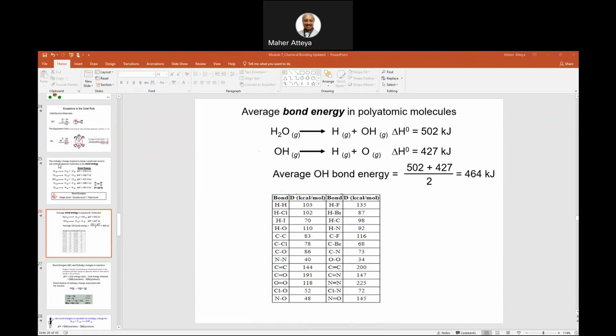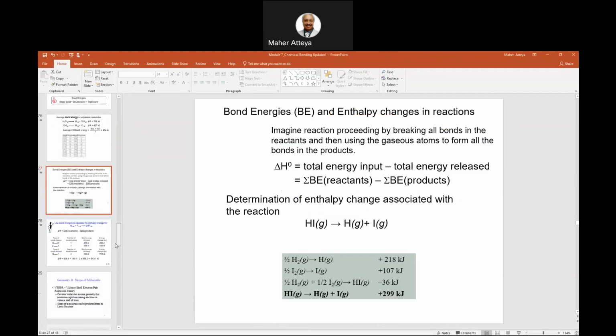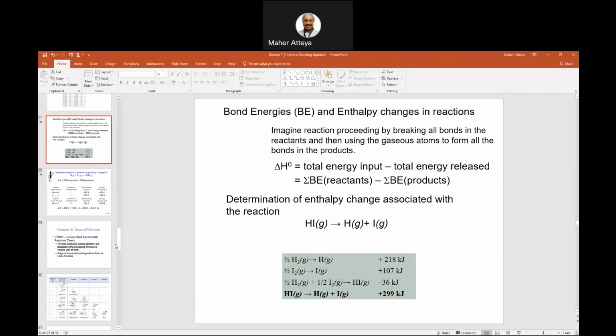So the process is two. First, you break H2O, and then second, you break the OH. So two processes, you'll have to put energies in both. So the average is for both processes. And this is the average bond energy here when you break those bonds. Again, this one here, you don't have to memorize. If it's coming, it will come inside the exam. It has to be given to you here.